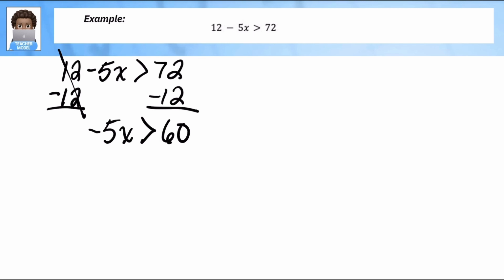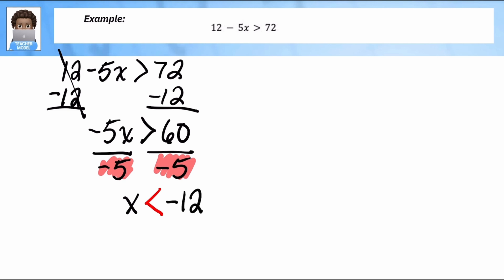All right, let's isolate that variable. We're going to divide by -5. And a reminder, because we are dividing by -5 on both sides, we're going to have a change in the actual sign. So we have x, and now we're going to flip it over. x is less than -12. Because remember, we don't know what that x is, but we do know that when we multiply or divide by a negative number, the sign flips.